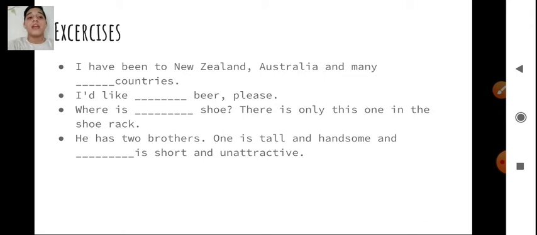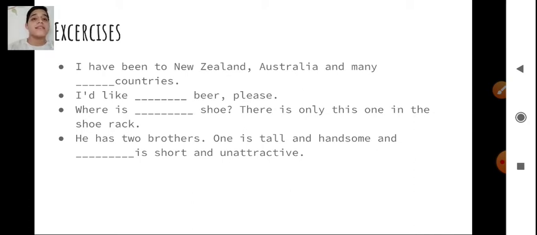Nice. Now we have, I'd like blank space beer, please. Beer is an uncountable noun and is singular as well. Okay, guys, so for singular nouns we need to use another. I'd like another beer, please.